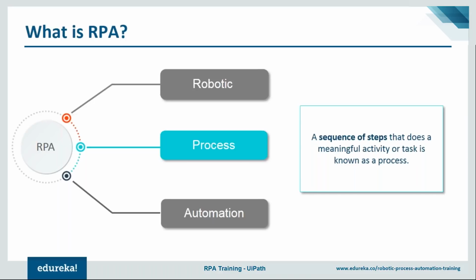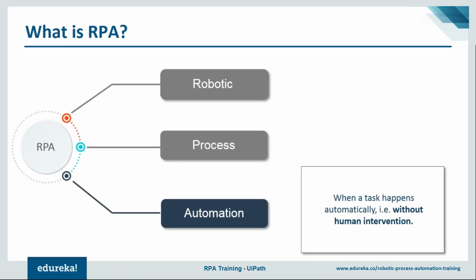For example, the process of making tea involves you to just pour in boiling water, put some tea leaves inside it, and then put milk. So these three steps led to the making of tea. So this becomes the process of making tea, and hence the word process. And then you have the word automation, which basically means without human intervention. Anything that you're doing without any human's intervention is known as automation.